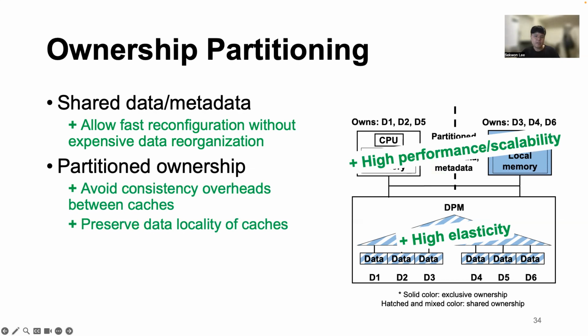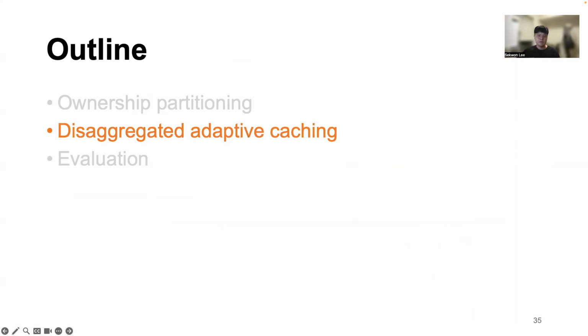Furthermore, through the partitioned ownership, it ensures high performance and scalability by avoiding consistency overhead across compute nodes and preserving data locality of their caches in common cases. So based on this high-level system architecture, we now introduce our novel caching technique, disaggregated active caching.